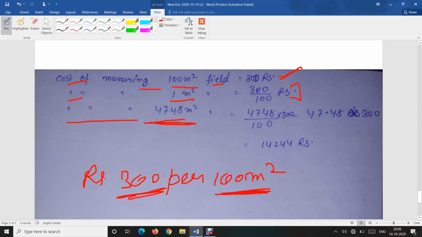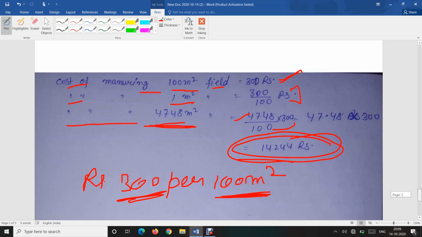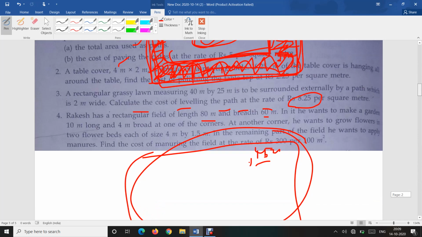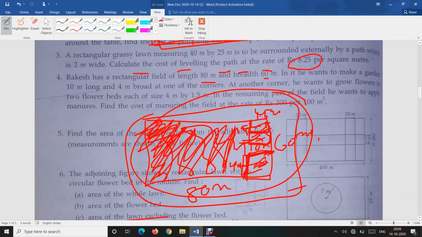is equal to 300 divided by 100 multiplied by 4748, which gives 14,244 rupees. So the cost of manuring for the remaining portion is 14,244 rupees. Hope you understand this question also. Now let us move towards the next question, which is question number 5. What is the question number 5 saying?